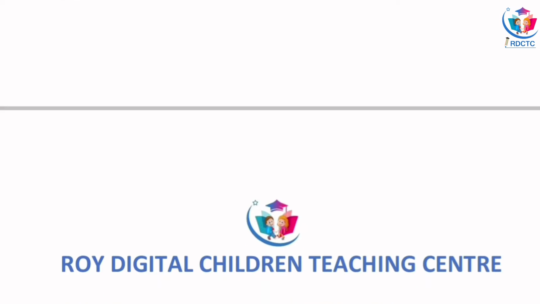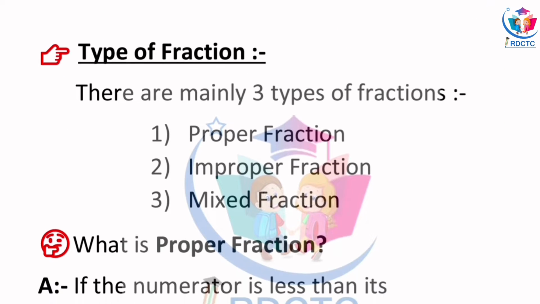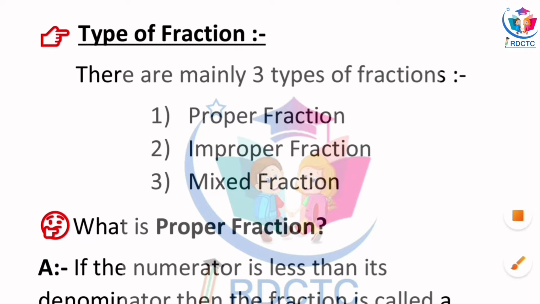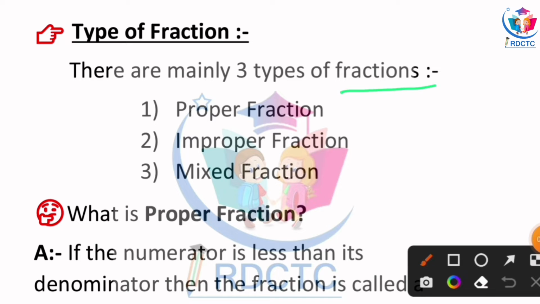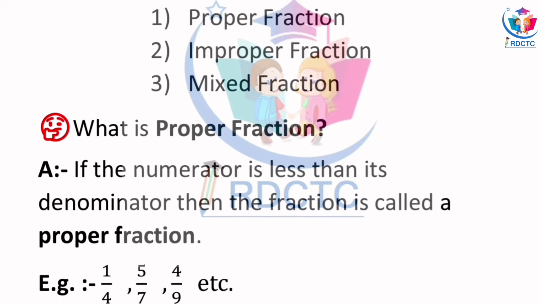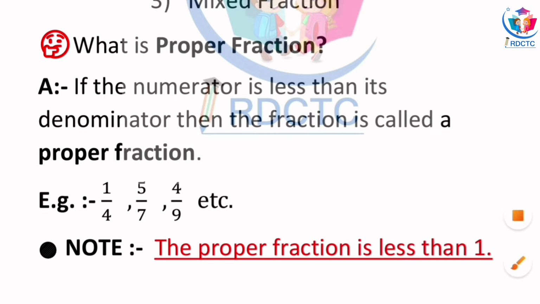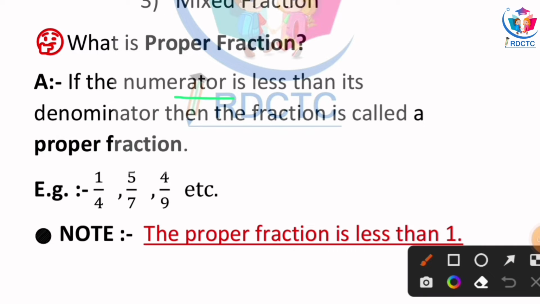Now we are going to see the types of fraction. There are mainly 3 types of fraction. They are proper fraction, improper fraction and mixed fraction. What is proper fraction? If the numerator is less than its denominator, then the fraction is called a proper fraction.